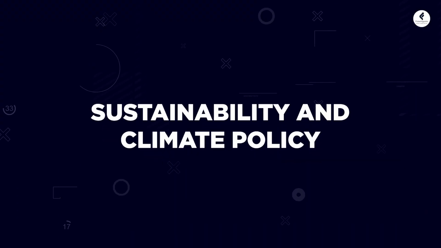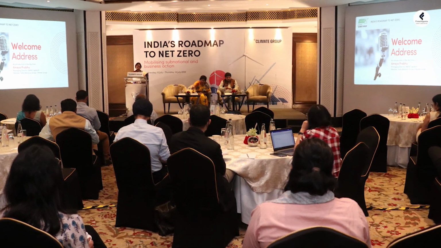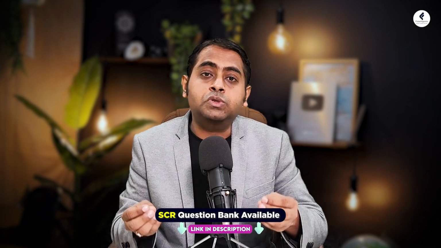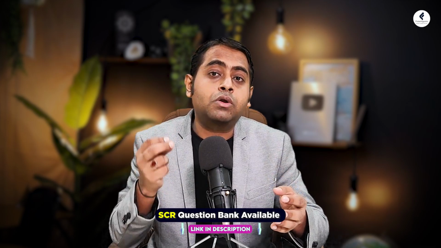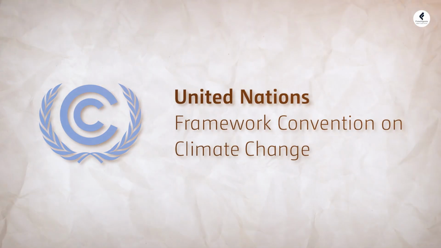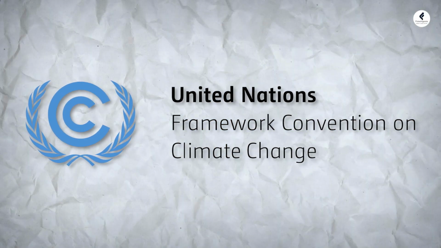The second chapter is sustainability and climate policy. Now, this chapter is significant because it provides context on international effort to address climate change and policies shaping sustainability. It also talks about the policy tools which governments are using to get a broader context on climate risk and finance. In this chapter, there is an international climate policy section where the focus is on how the climate policy is shaping. For example, the United Nations Framework Convention on Climate Change.